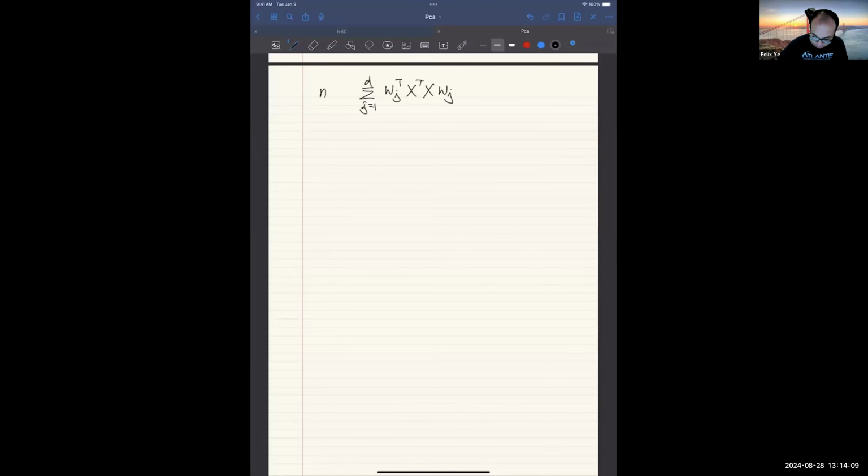We're maximizing over W1 to WD, and each of W1 to WD is a vector in R^D. So this is basically the maximum variance problem.